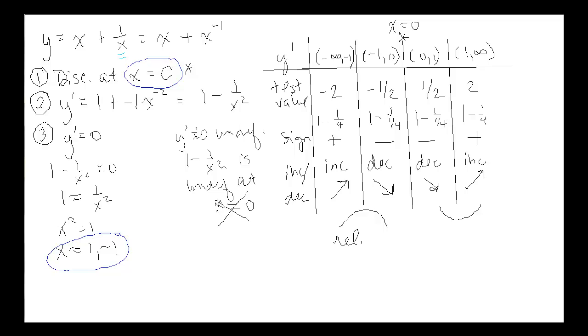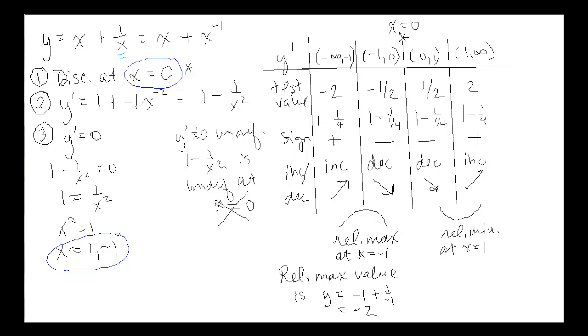So I have a relative max at x equals 1. I'm sorry, at x equals negative 1, and a relative minimum at x equals 1. The relative max value is y equals negative 1 plus 1 over negative 1, which is negative 2. And the relative minimum value is y equals positive 1 plus 1 over 1, which is positive 2.